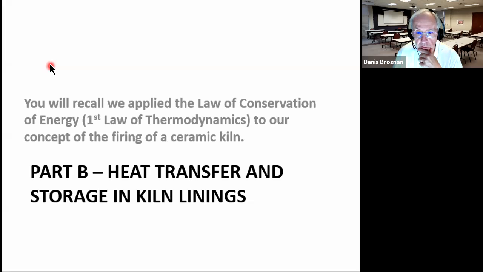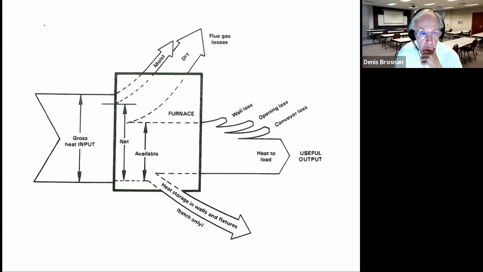So I want to remind you that we applied the law of conservation of energy, essentially the first law of thermodynamics, to our concept of firing in a ceramic kiln. And here's what we had right here. And remember, this is a Sankey diagram of the amount of heat that's going into an enclosure or furnace and the amount of heat going out. So we lose some heat just simply due to stack loss, heating up of combustion gases and the heat coming out the smokestack.